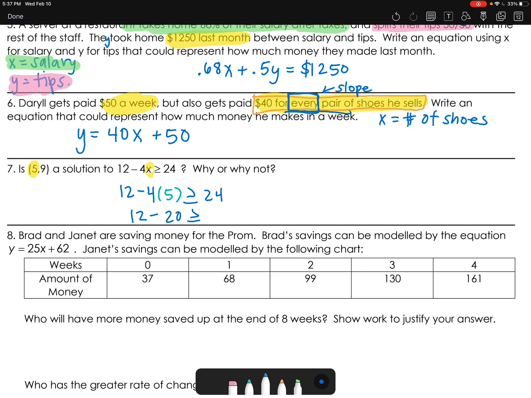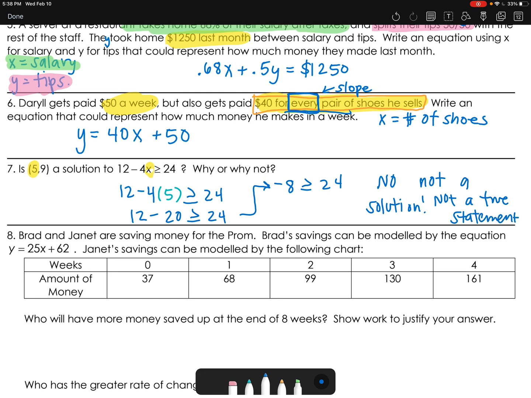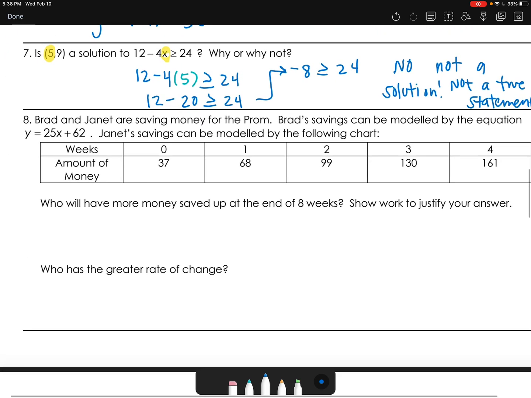Okay, so we get 12 minus 20 is greater than or equal to 24. And this ends up being negative 8 is greater than or equal to 24. No, this is not a solution, because it didn't give us a true statement. Not a true statement, okay? Negative 8 is not greater than or equal to 24, so therefore this is not true, okay? Okay, number 8. Brad and Janet are saving money for the prom.